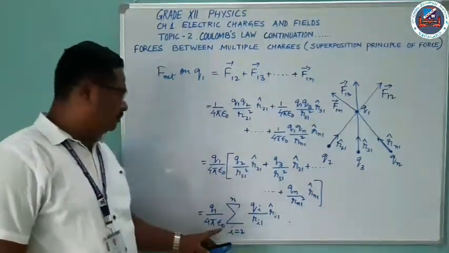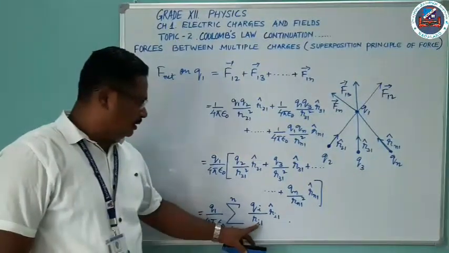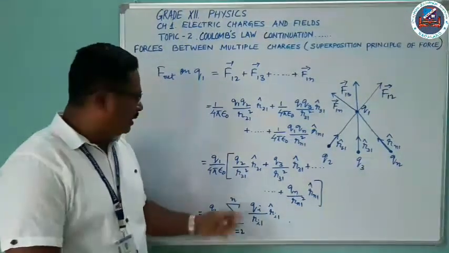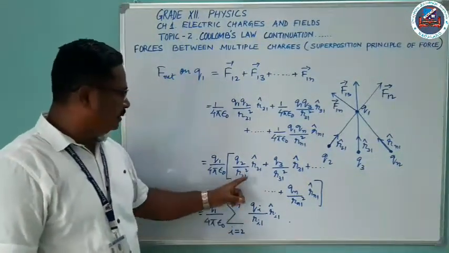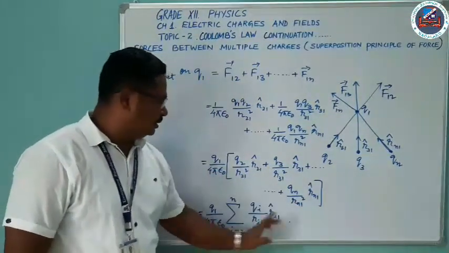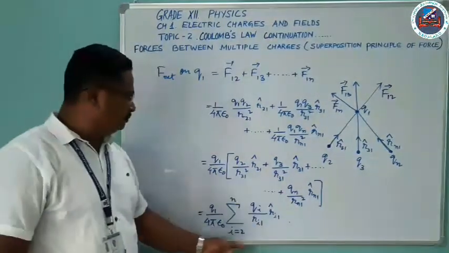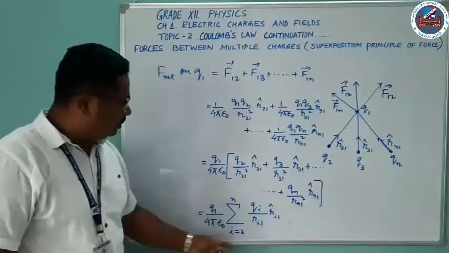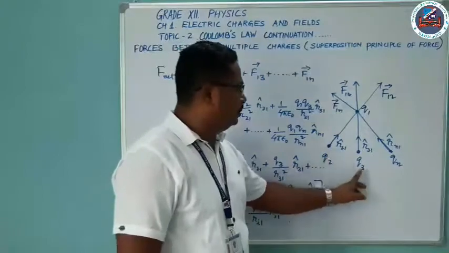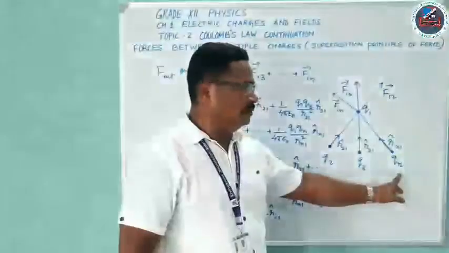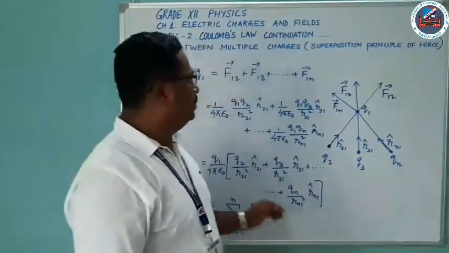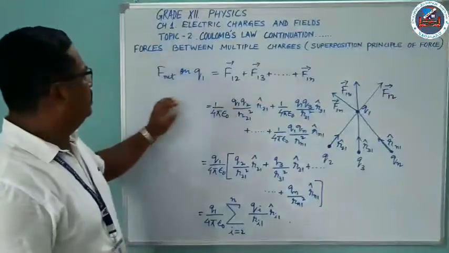Here i starts from 2, so it is 2 in each place. When i is equal to 3, then this will represent 3 everywhere. The 1 will remain fixed in its own position. So this is the mathematical way of writing the sum of all the forces acting on Q1, in the presence of Q2, Q3, Q4, Q5, Q6 up to n number of charges. This principle we call the superposition principle of forces.